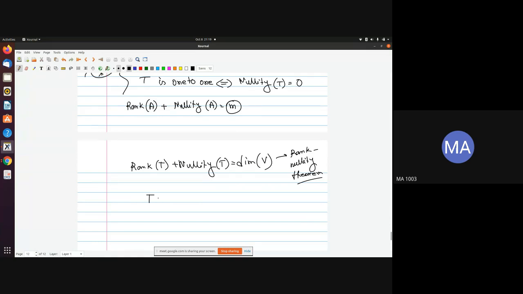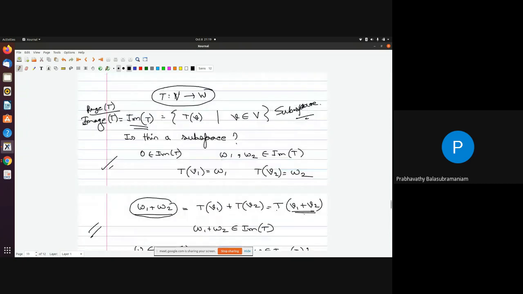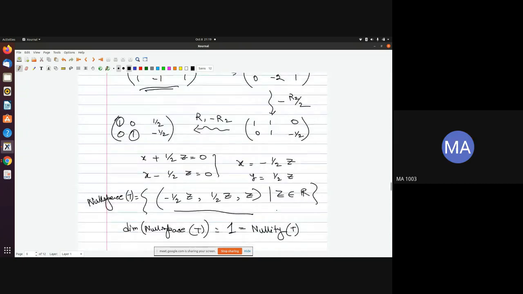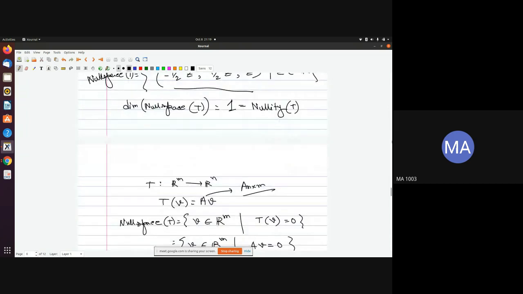Now let's see what I was doing earlier. I was defining a transformation from R3 to R2. How did I define this one? x plus y, x minus y plus z, something like this, right? Let me check once, because it was x plus y, x minus y. So this was what I defined earlier.